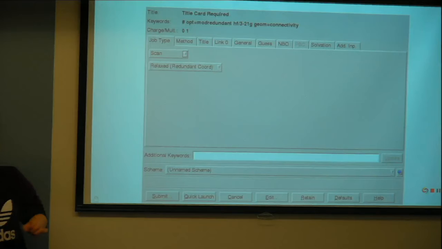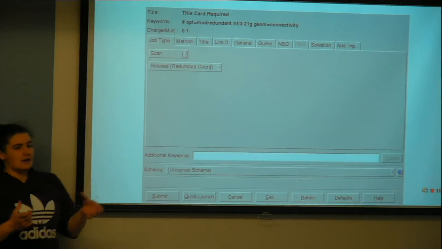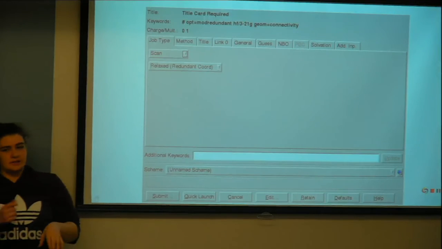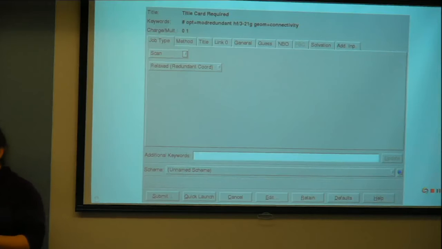And then when we go back, we go to calculation setup and set up the job that we want to submit. And the job type would be scan. And the redundant coordinates is what we use when we submit it.